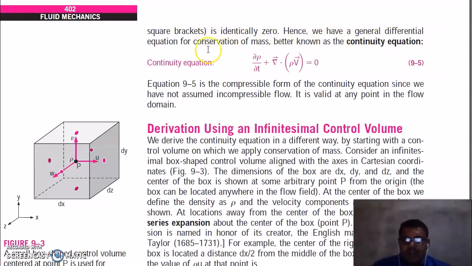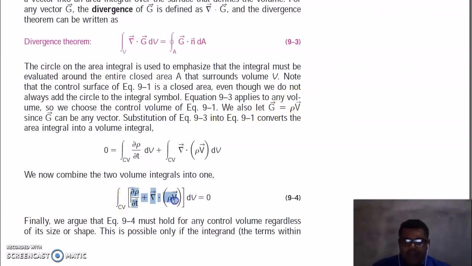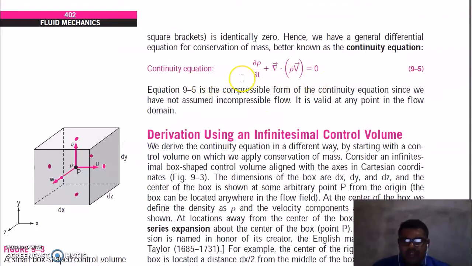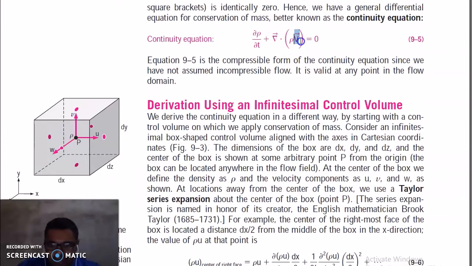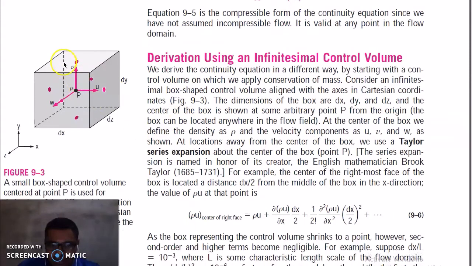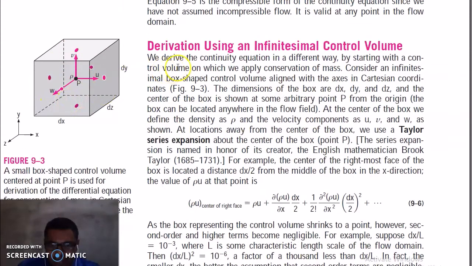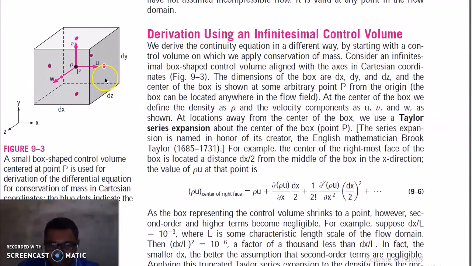Hence, we have a general differential equation of conservation of mass, better known as the continuity equation. That is, this is equal to 0. It means this term, which is within the integral, must be equal to 0. So this is your continuity equation. Now we know this is a vector V, but we can divide this vector into u, v and w. So, derivation using a differential control volume.